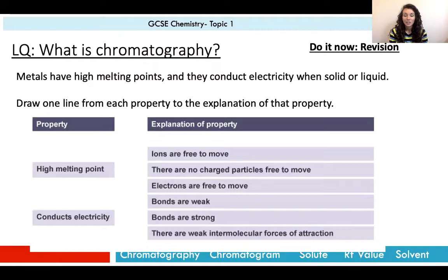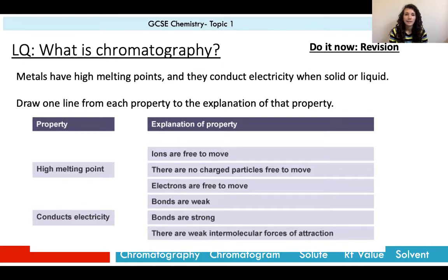And the learning question for today is, what is chromatography? You've probably all carried out chromatography at some point in school, either in the last couple of years or at Key Stage 3. So we're going to have a little revise of it and look at the sorts of GCSE questions you might find on it.